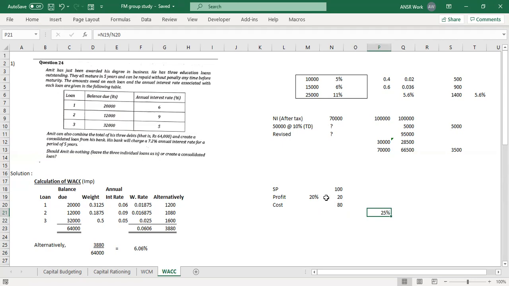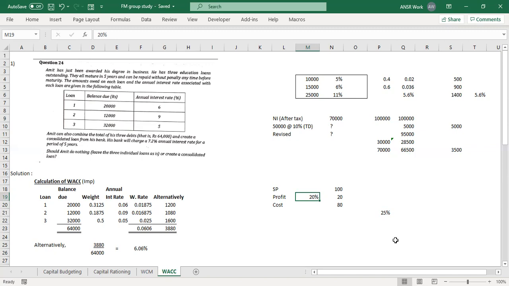One profit percentage you have is 20%. The other profit percentage you have is 25%. My question to you is, why are these different? In the same scenario, how can the percentage be different for the same profit value? But one we took 80 and one is 100. Exactly my point, because the base is changing. So whenever you are calculating a percentage, the base is very important.